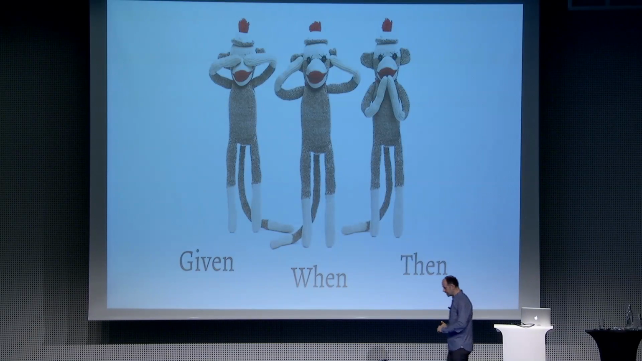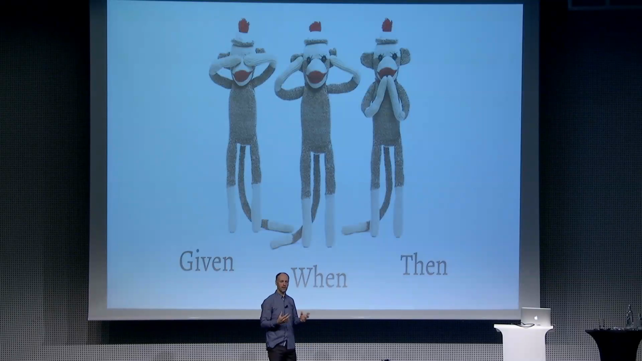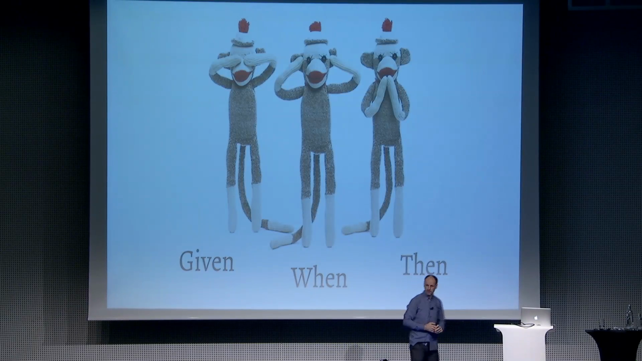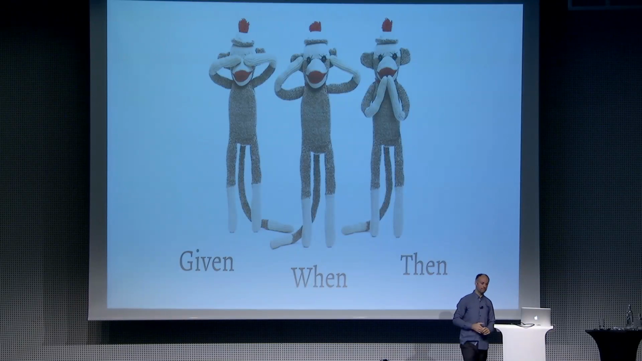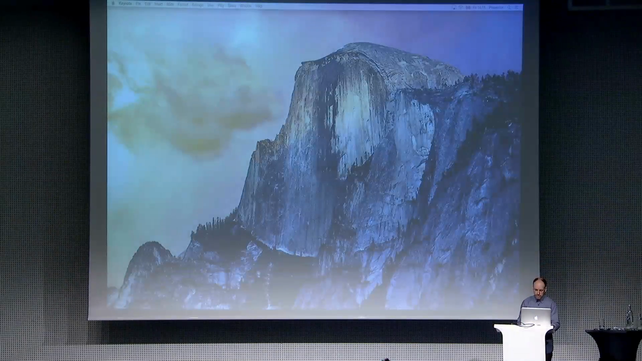Now, if you've done any BDD, you'll know that there's a particular way that we arrange test cases or specifications according to this given, when, then framework. And Catch now has built-in support for this, which actually builds on top of the section syntax that we've already looked at. So it doesn't actually add that much. And I want to give you a quick demo of that, just by going back to the vector example we looked at previously.